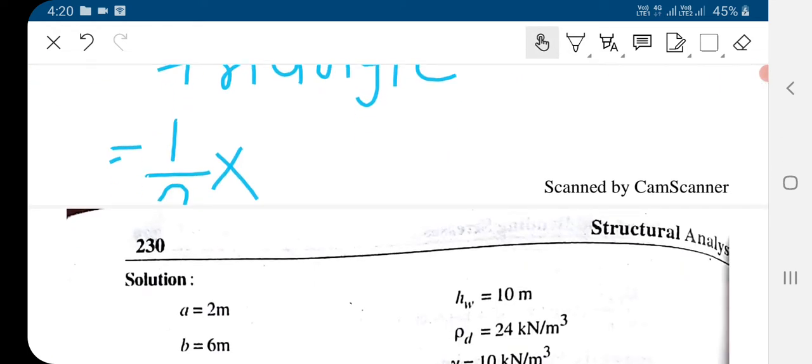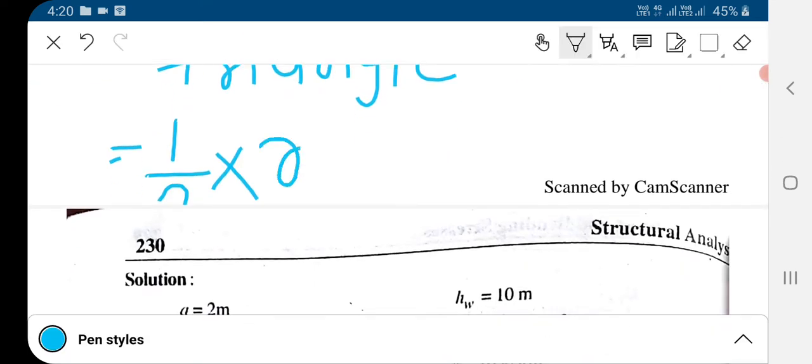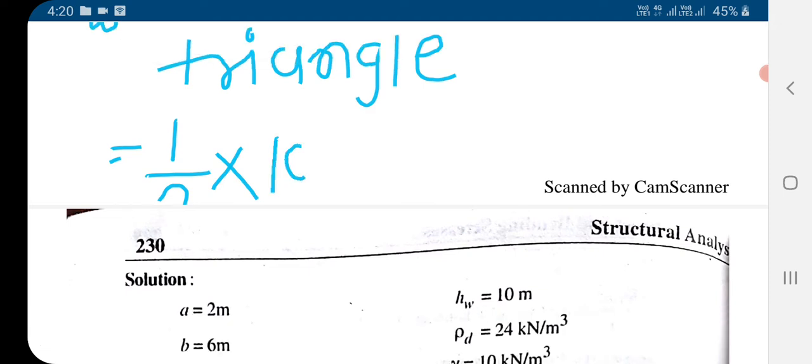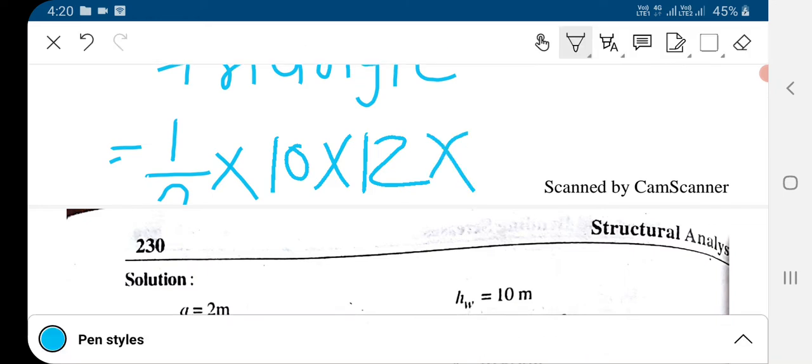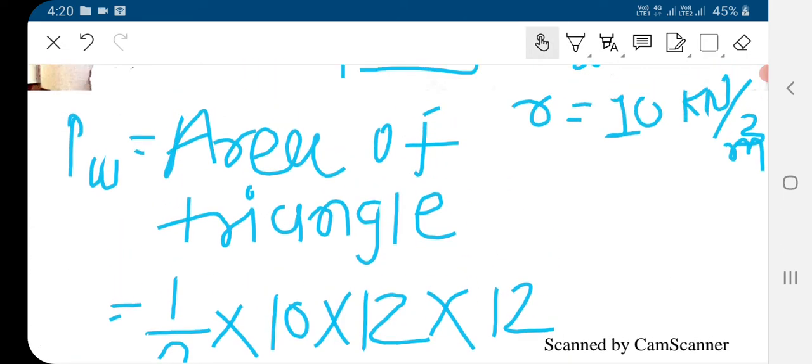So gamma into HW. So directly I am putting, that is 10 into HW, that is 12. That is base into height, height that is 12. So it will become look like that. Let's do it in calculator. So we'll do this computation at the end.